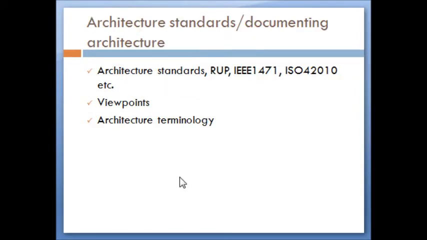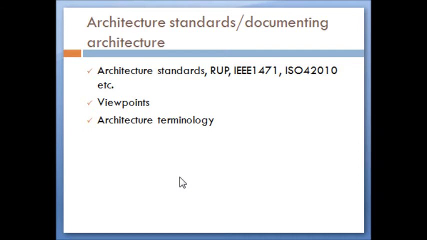Our next topic is architecture standards and documenting architectures. Why do you document architecture when the customer is interested in the working software? We need architecture documentation because every stakeholder, including architect, designer, manager, administrator, and any other one, they draw some or the other information from the architecture document to perform their job properly.